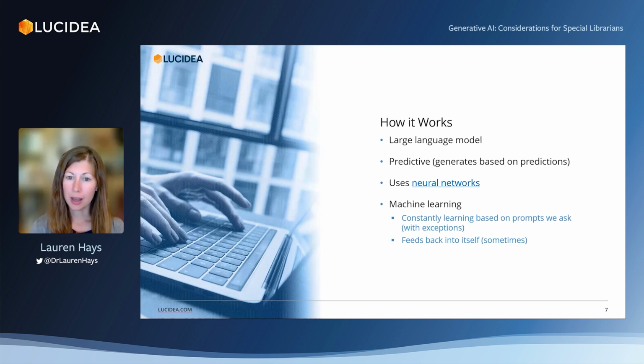And then lastly, how generative AI works is with machine learning. There are 2 pieces of machine learning, in addition to neural networks and the training data: the machine is constantly learning based on the prompts we ask, but there can be exceptions to that. Those exceptions are when you have the ability to tell the system not to include your data in the training set for the large language model moving forward.